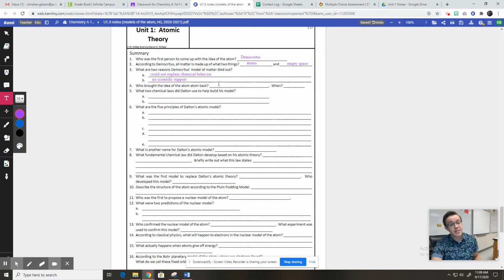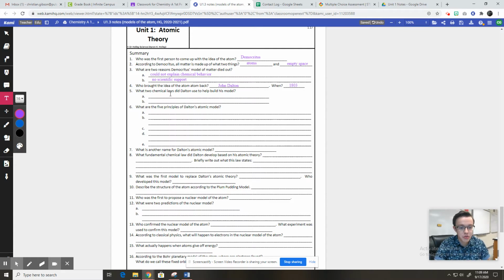Now, it died out and stayed dead for a really long time, all the way up until the early 1800s. And the idea of the atom was brought back by John Dalton, who was actually a school teacher. And what year did that happen? Well, it was 1803, so still quite a long time ago by our standards, but in the standards of all of human history, relatively recently.